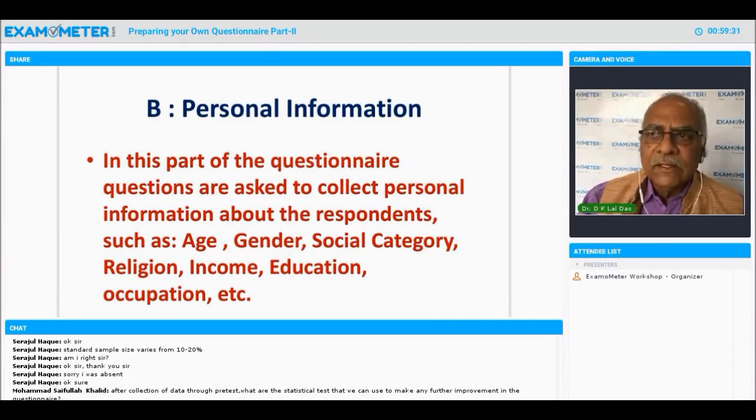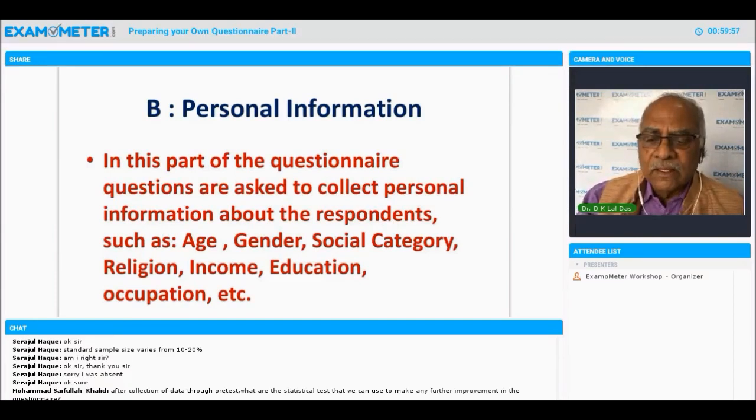Part B, generally we say demographic data or personal information. In this part of the questionnaire, questions are asked to collect personal information about the respondent, such as age, gender, social category, religion. But remember, don't ask the demographic data which you are not going to use.